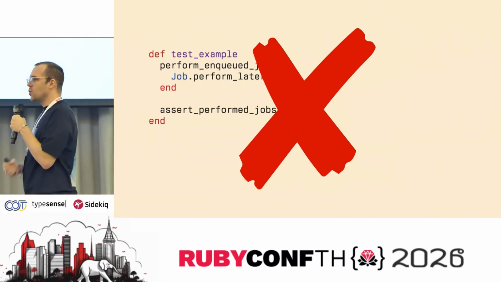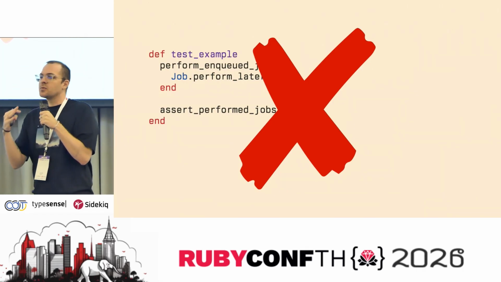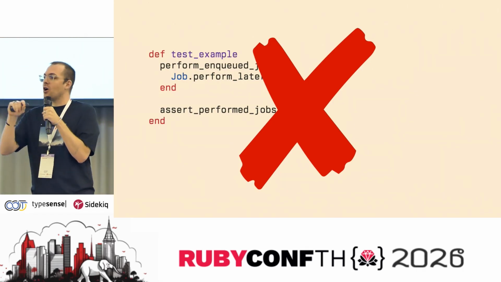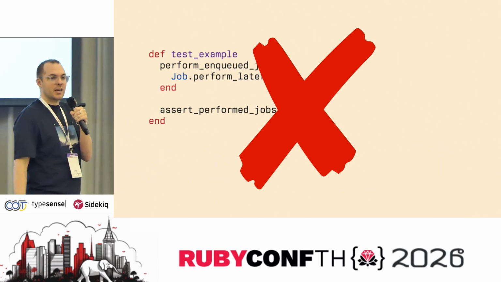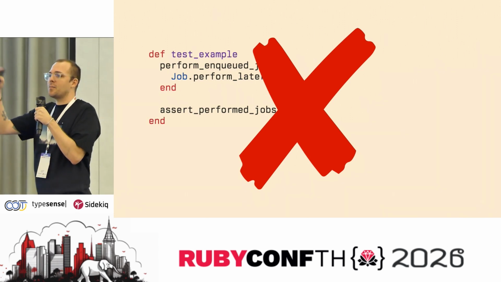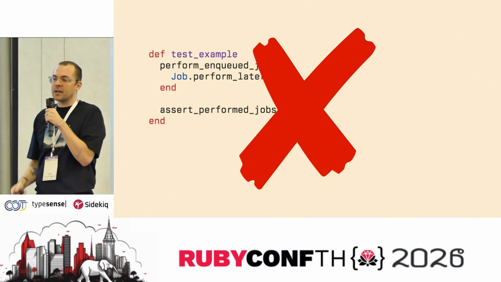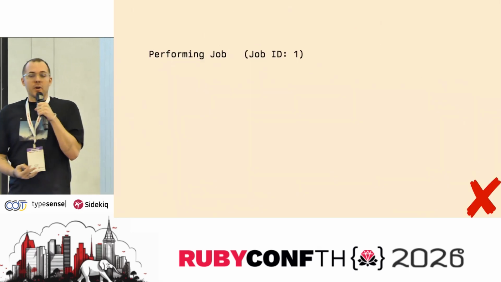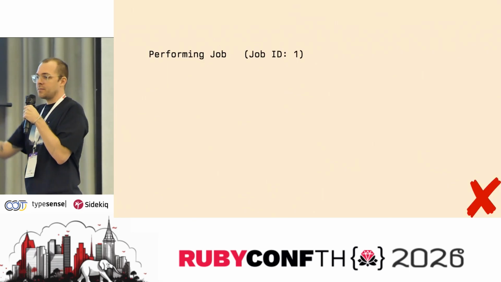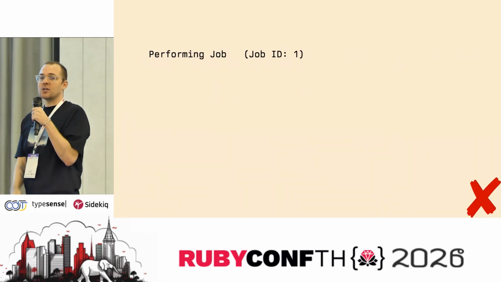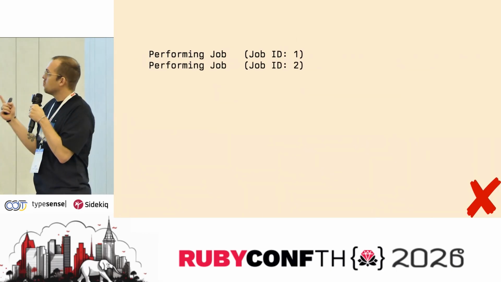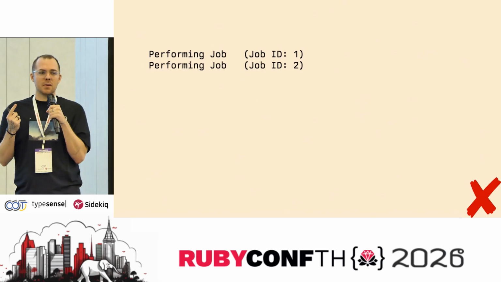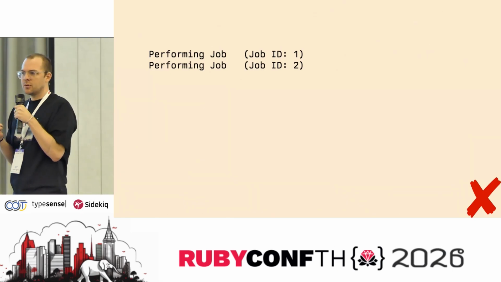And the reason why can be observed if we pay attention to our logs when we're running our tests. Let's see what the logs would look like. I'm going to simplify them, but I'm going to keep the order. We're going to start performing our job, execution number 1. The next log line we're going to see is that we're performing our job, execution number 2, immediately.